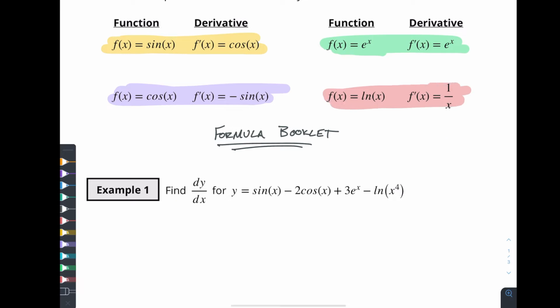The example says, find the derivative of y with respect to x, for y equals sine x minus 2 cosine x plus 3e to the x minus ln x to the 4th. All right, so let's color code these and see what we come up with. So y equals sine x, and then we have minus 2 cosine x. There's our purple, our green for 3e to the x, and then finally minus ln x to the 4th.